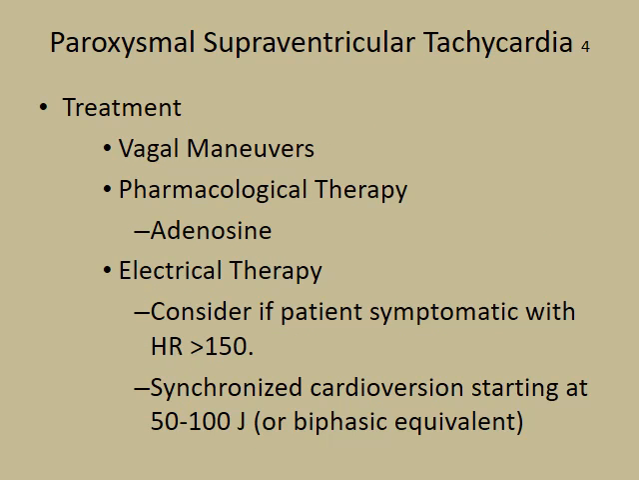Treatments for PSVT: vagal maneuvers, pharmacological therapy, adenosine or calcium channel blockers and beta blockers, electrical therapy, synchronized cardioversion. We've done this in the lab already, so consider it if that heart rate's over 150 and they are unstable. If they are fast and unstable, synchronized cardioversion. If it's PSVT and hasn't grown up to SVT yet, we can start at 50. If it's just SVT and you do not see it change, you'll start at 100 joules on your synchronized cardioversion. We'll talk more about the other therapies in a couple slides.